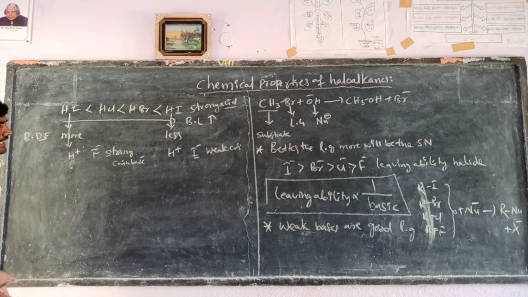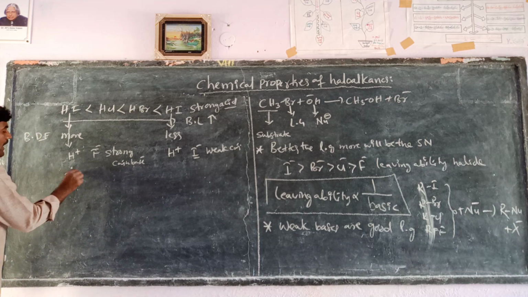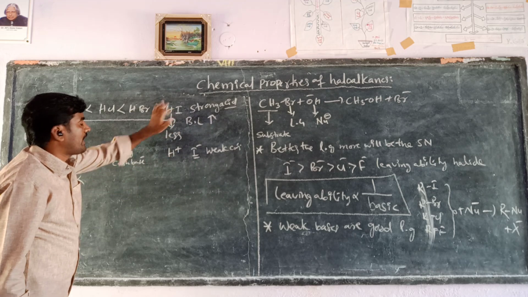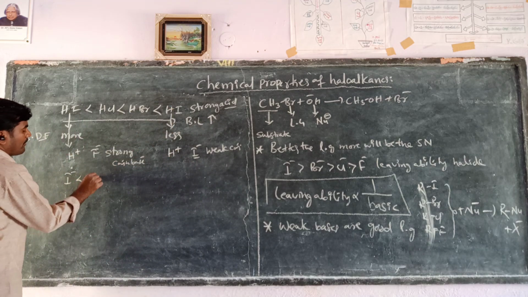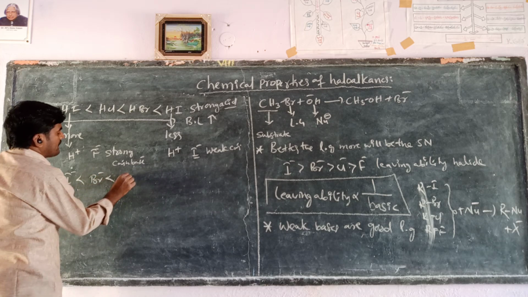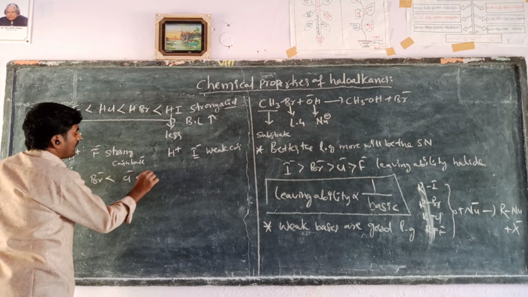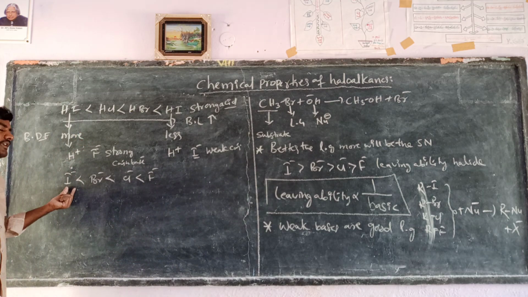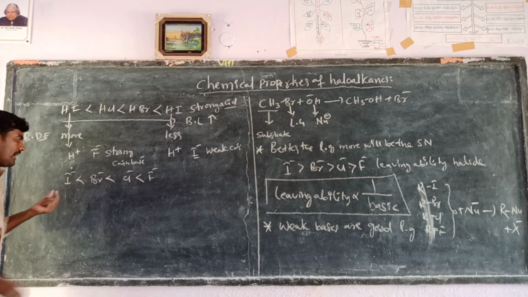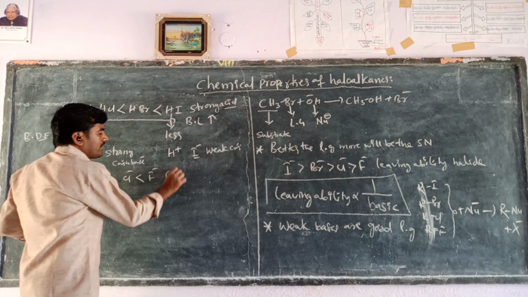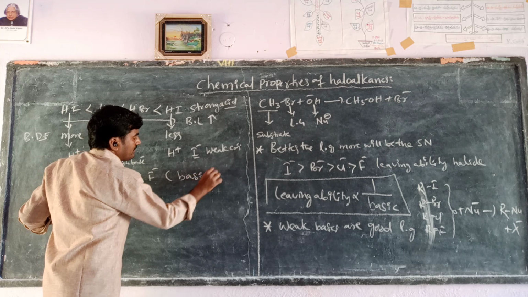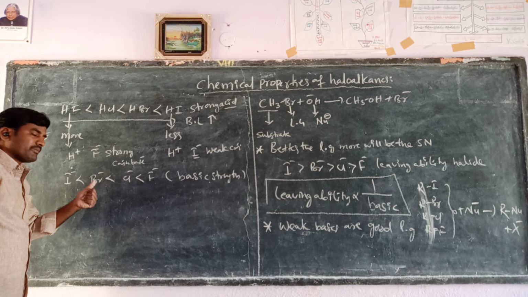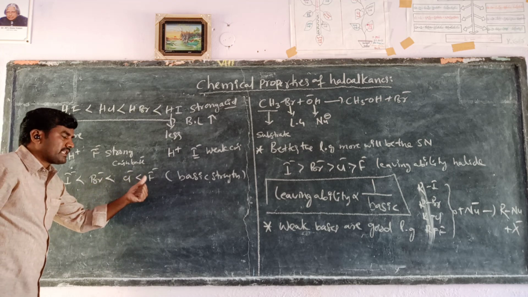Now the basic order: I minus is less than, because it is the weakest base, coming from the strong acid. I minus is less than Br minus, which is less than Cl minus, which is less than F minus. This is the basic strength order. I minus is less than Br minus, Br minus is less than Cl minus, Cl minus is less than F minus.